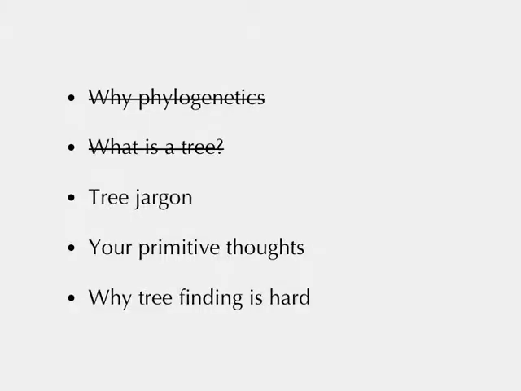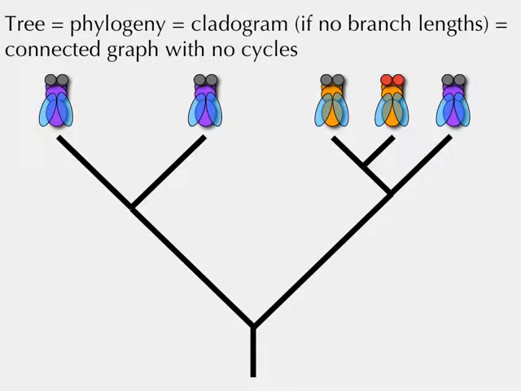So, tree jargon. Jargon's boring, but we need to talk, right? Because otherwise we can say, oh, look at that thingy there, and then the group there. No. Use precise language. Okay. So a tree, also called a phylogeny, also called a cladogram, has no branch lengths. If you're a mathy person, you could call it a connected graph with no cycles. I don't think anyone here is that mathy.